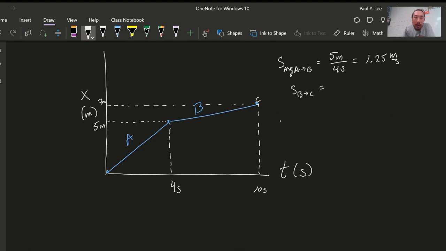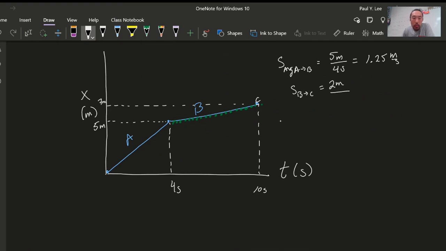And the average speed from B to, let's just call this C. We went from 5 meters to 7 meters, so that's a total distance of 2 meters. So we only traveled 2 meters during this portion right here. This segment here, we only traveled 2 meters.